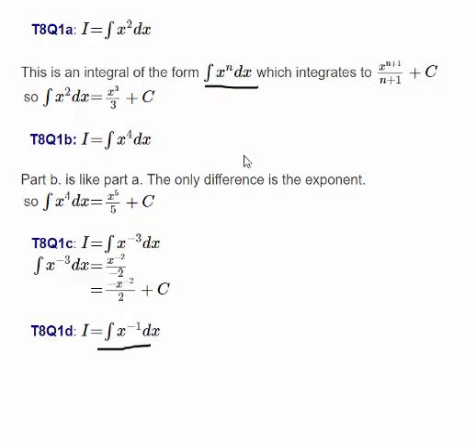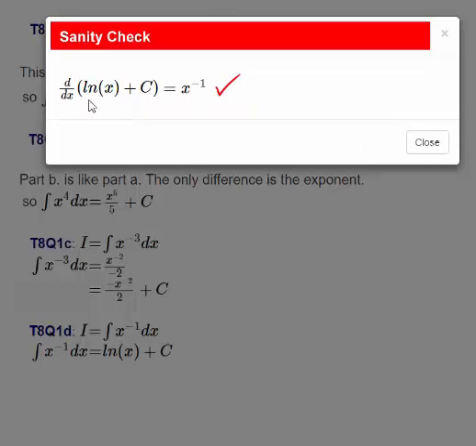And this is one of our standard integrals, which is the integral of x to the minus 1, or the integral of 1 over x is equal to log x. Sanity check for this is we differentiate it. The differential of log x is x to the minus 1 or 1 over x, and the constant of integration of course will disappear.